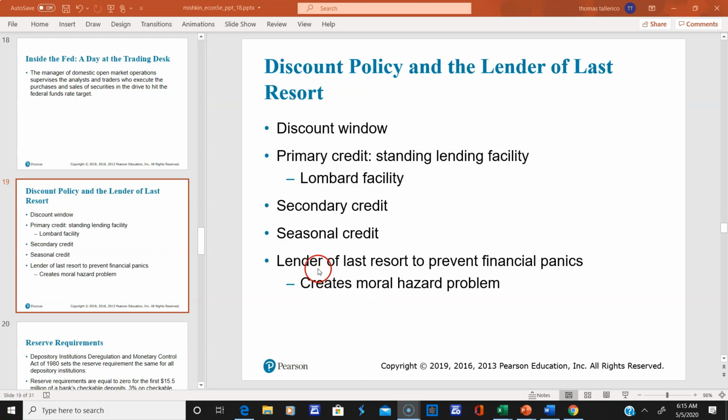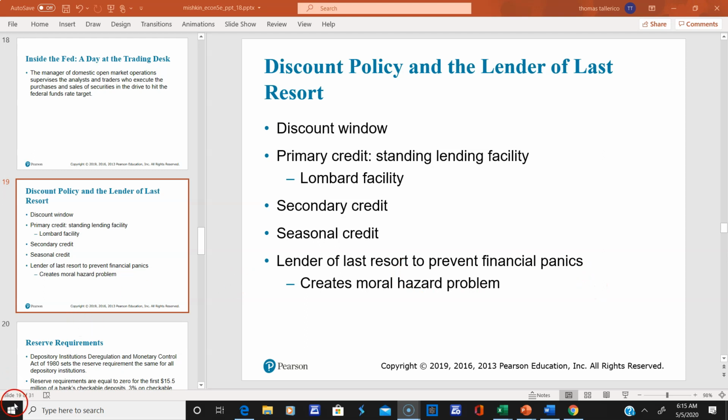And the important term in this slide here is the Fed is the lender of last resort to prevent financial panics. And you can clearly see what happened with the coronavirus problem we just had, how the Fed threw money at the economy to try to prevent any kind of panic, even though the market went crazy with what went on.